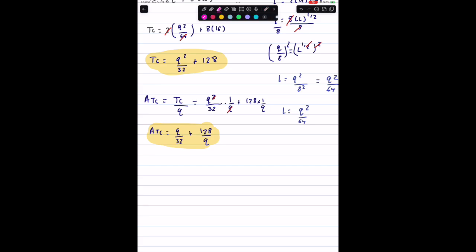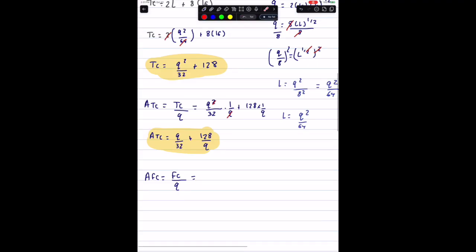We know the average fixed cost. Let me actually just write it down here. The average fixed cost is equal to the total fixed cost divided by however many Q units we produce. Well, what is the fixed cost in our total cost function? It's 128. Now, why is it 128? Well, the fixed cost is 128 because it doesn't change with how many units we produce. Whether we produce 10 units or 100 units, it's still going to cost $128.